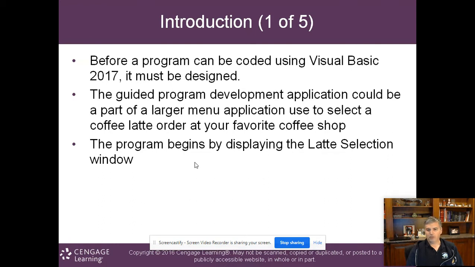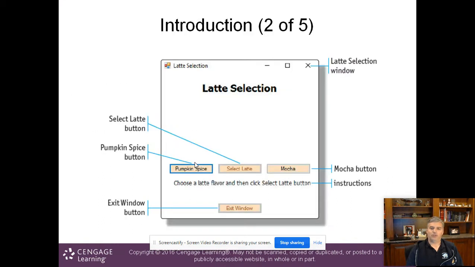So the program begins by displaying the latte selection window, which looks like this. We've got a couple things here. This is our form, or our screen. We've got a label here, kind of a title of the screen. We also have a title in the title bar. We've got a couple buttons, and the buttons look a little different, and we'll talk about that later on. Got another label here, and we've got an exit button down there. So just a couple different objects, some of the objects we've talked about.